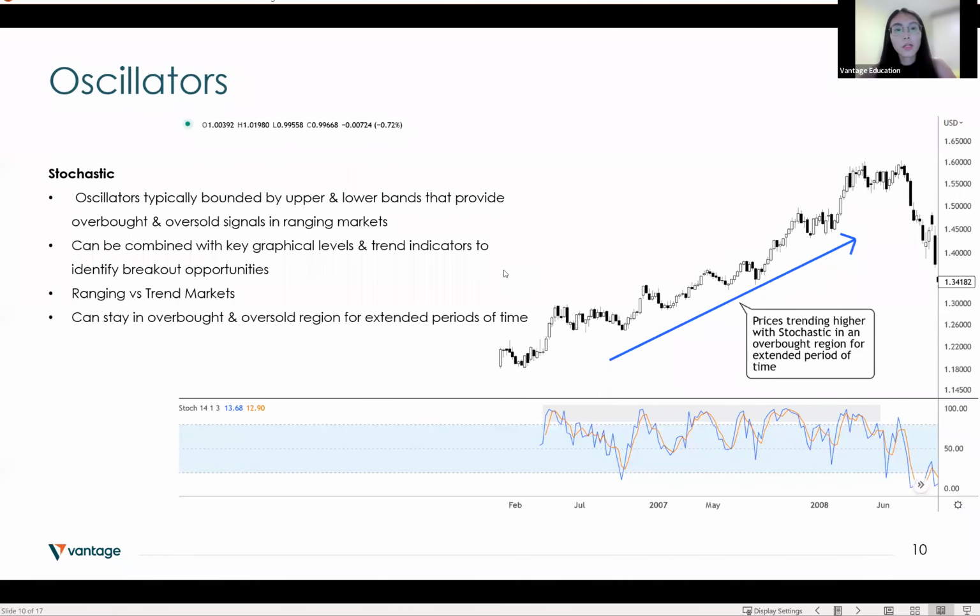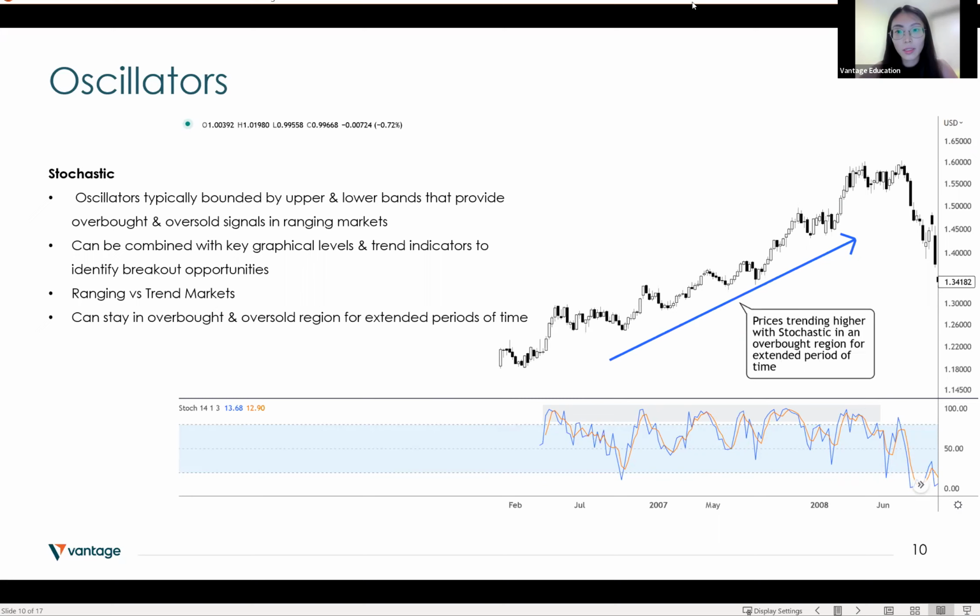Okay, so for oscillators, we will cover two oscillators, right? One would be on stochastics and the other one would be on RSI. So for stochastics, you can see that generally it's an oscillator. So not just stochastics, oscillators in general, they are bounded by upper and lower bands. So essentially the upper and lower bands would provide overbought and oversold signals. So you can see over here, the upper and lower bands that we have.